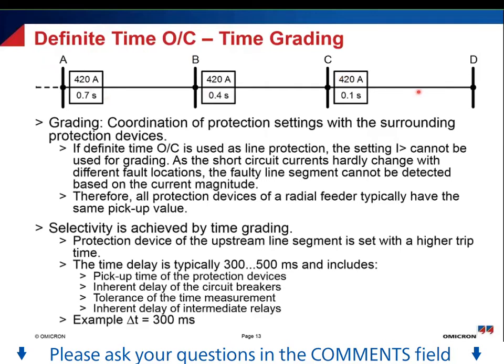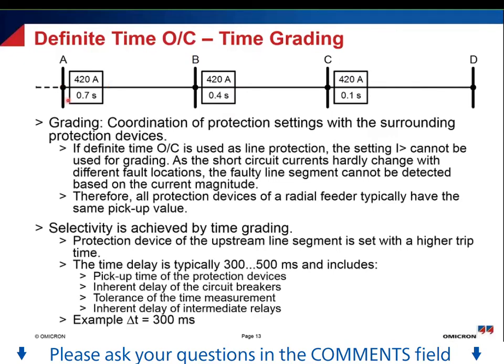All of them see the fault, but all of them have different trip times. So if there is a fault here, then this relay here in C will have the shortest trip time, and therefore it will disconnect the fault first. And after this relay has disconnected the fault, these relays here and here don't see a high fault current anymore, so they will drop off.